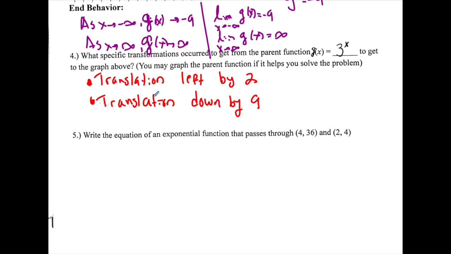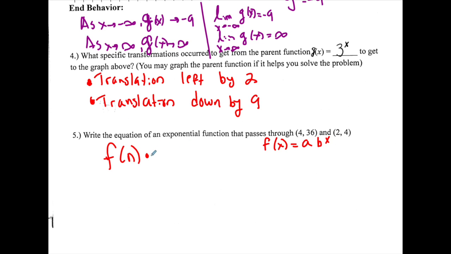Last question. Write the equation of an exponential function that passes through (2, 4) and (4, 36). Okay, so remember what I taught you over the past couple of days: f of x is equal to a times b to the x.